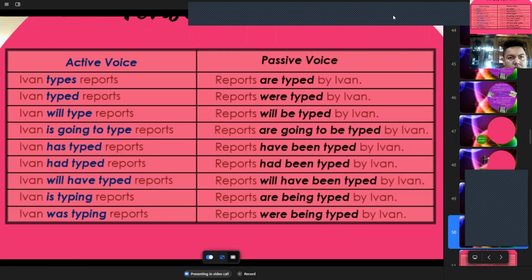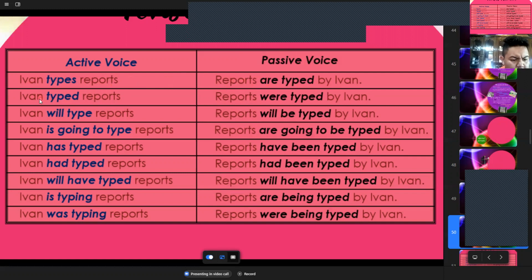We have here a series of examples using active versus passive. In the active voice, I have an idea in simple present. This is simple present. Then if I use it in passive voice, this is the correct form that I am going to use. So I say, Ivan types reports. Now, if I change this idea into passive, I say, reports are typed by Ivan.